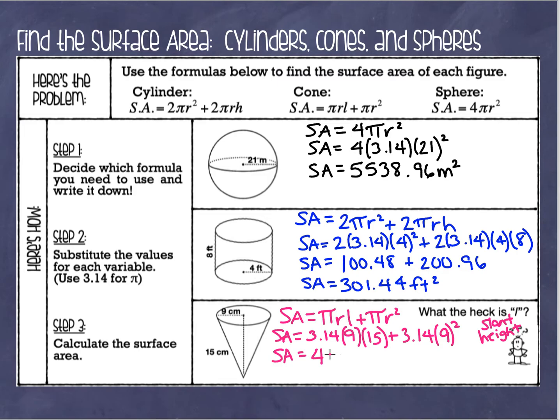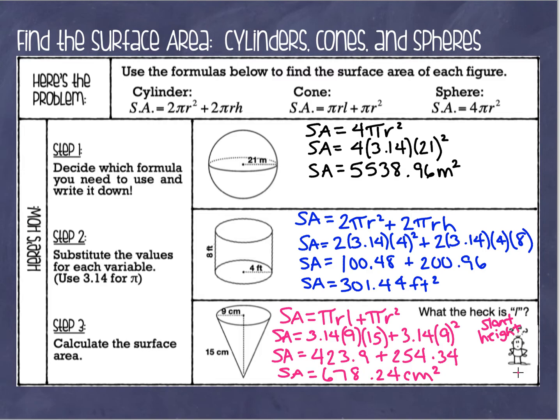So 423.9 so far. Now we're going to figure out this other part. 3.14 times 9 squared. It's going to give us 254.34. And then for our last step, we're just going to add these two together. And when I add those together, I get 678.24. And that's going to be centimeters this time squared.